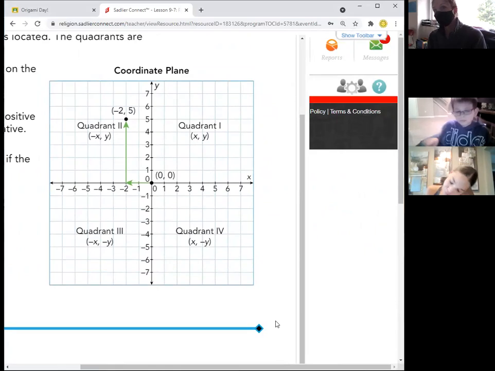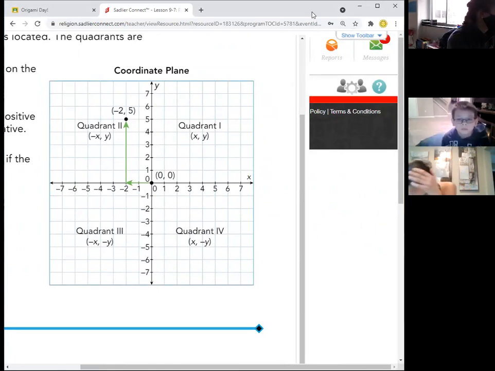If we zoom into the coordinate plane, what would this point right here in the middle be called? What's the name of that point? Right here. Say it with me, everybody. Origin. Origin is the beginning of both the x and the y axis.